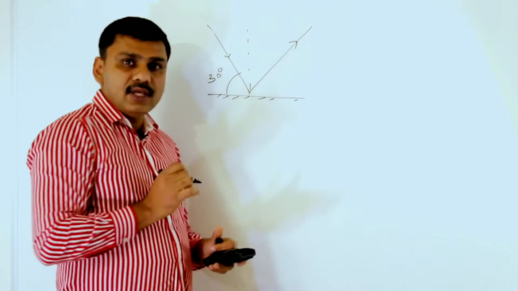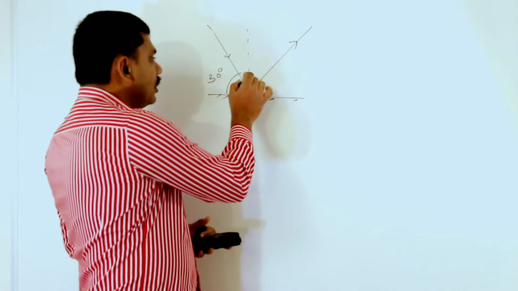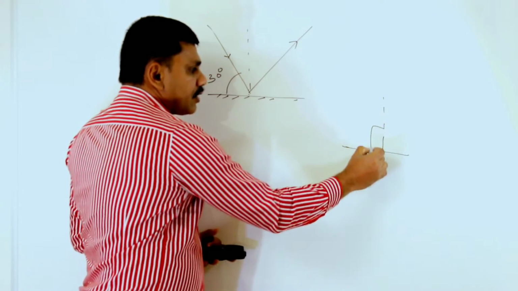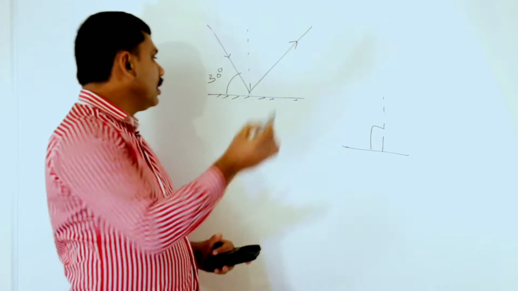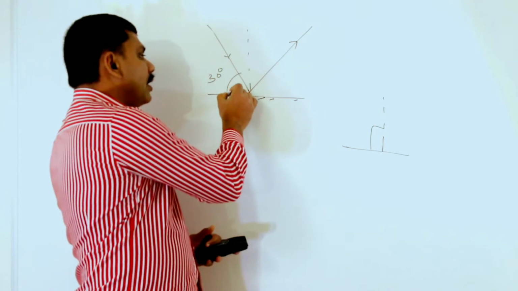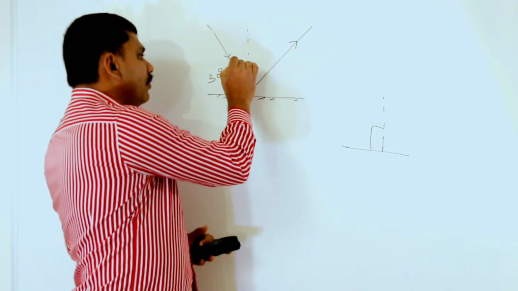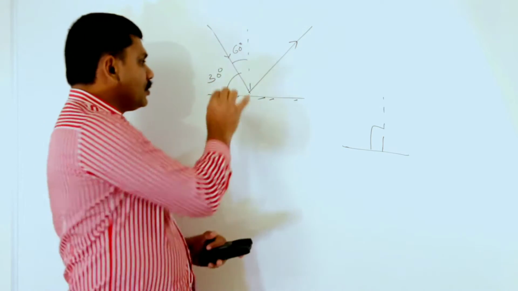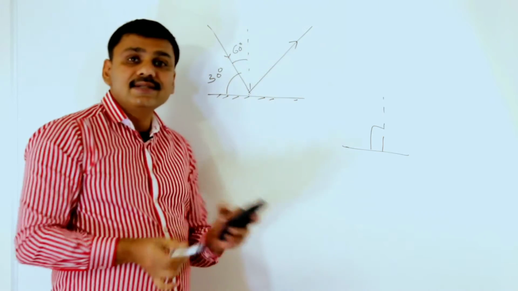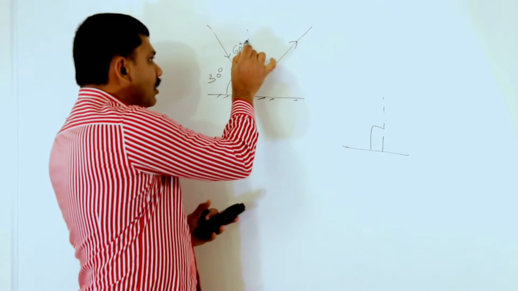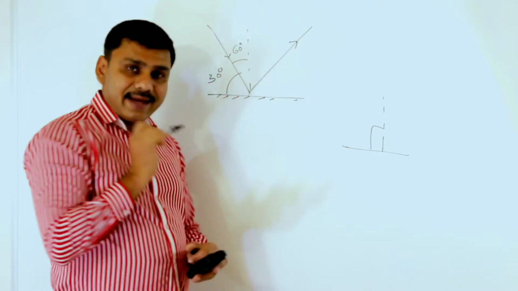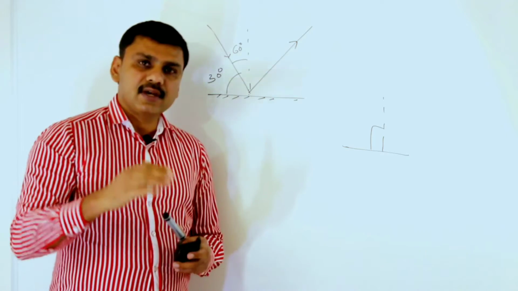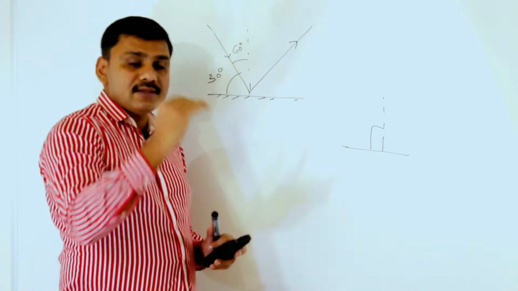How can you find out the angle of incidence? So you know that the angle from the normal to the surface is 90 degree. This angle is 30 degree, so the remaining will be 60 degree. Then only the total becomes 90 degree. So 30 is not the angle of incidence, it is the angle between the surface and the incident ray.